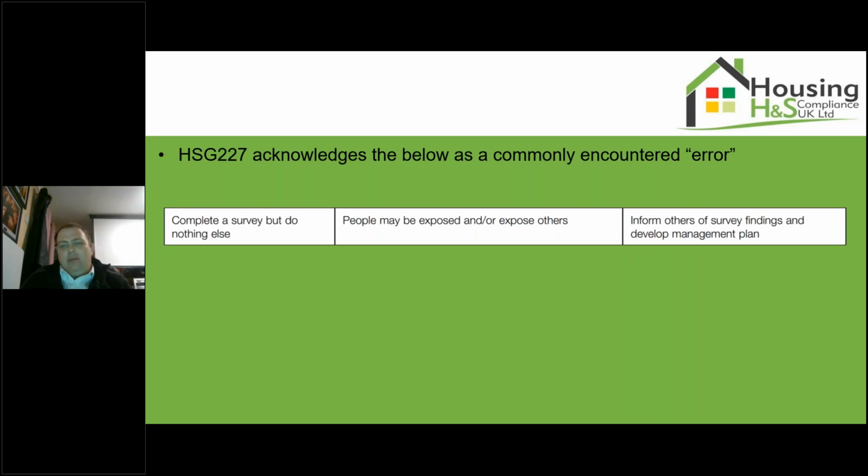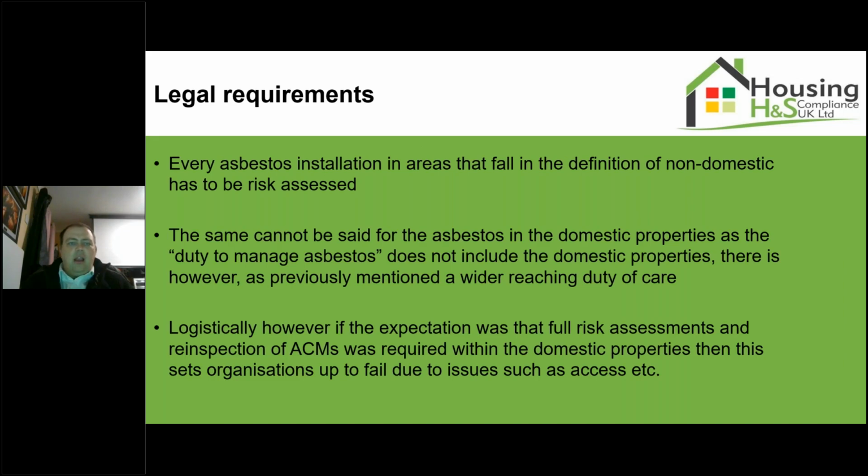We should inform people of the surveys, we should develop our management plan, we should do what I've just stated in those 5 steps to complete the risk assessment. And then, summarising, every asbestos installation in the non-domestic aspect of a business has to be risk assessed. That's not the case once we go beyond the front door of a domestic property, because Regulation 4, which is the duty to manage asbestos, is the duty to manage asbestos in non-domestic premises. Once we go beyond the front door, that ceases to be a requirement.